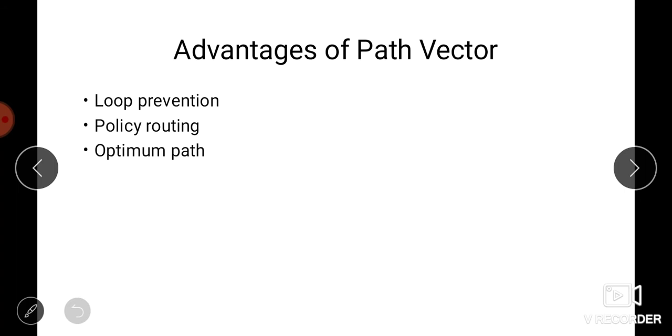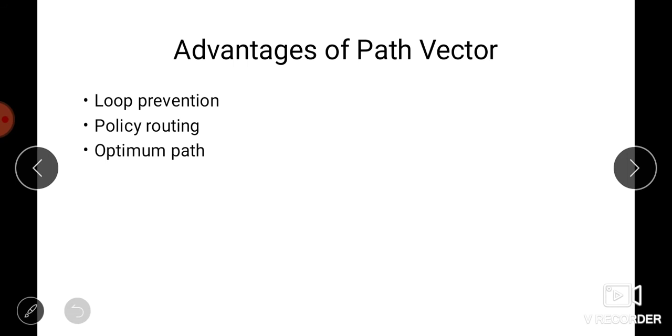Next we have policy routing. Policy routing can be easily implemented through path vector routing. Whenever a router receives a message, it can check the path. If one of the autonomous systems listed in the path is against its policy, then it can ignore the path and the destination. So it does not update its routing table with this path, and it does not send any message to the neighboring nodes.